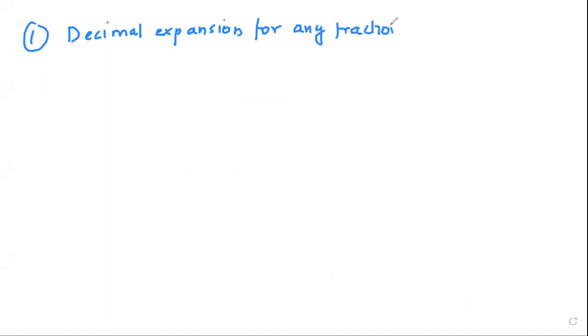Okay, so now you know three things, right? You know how to find the decimal expansion for any fraction, right? How would you do this?